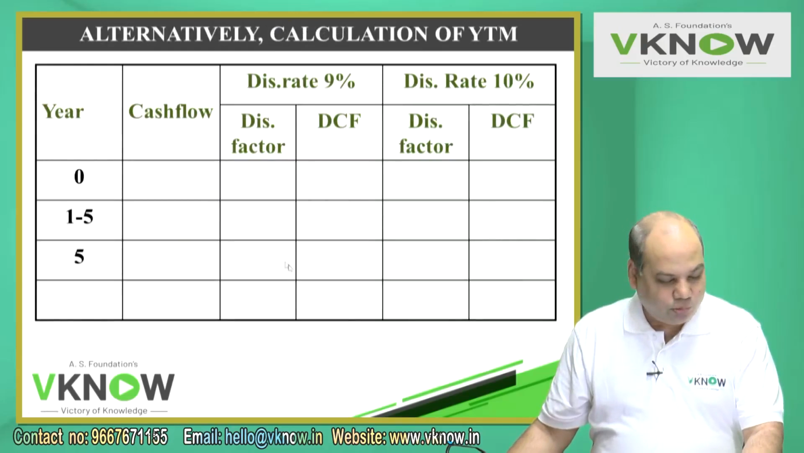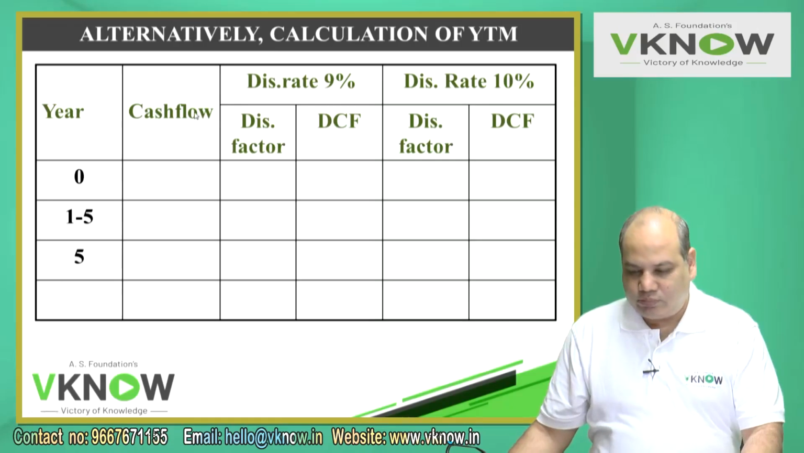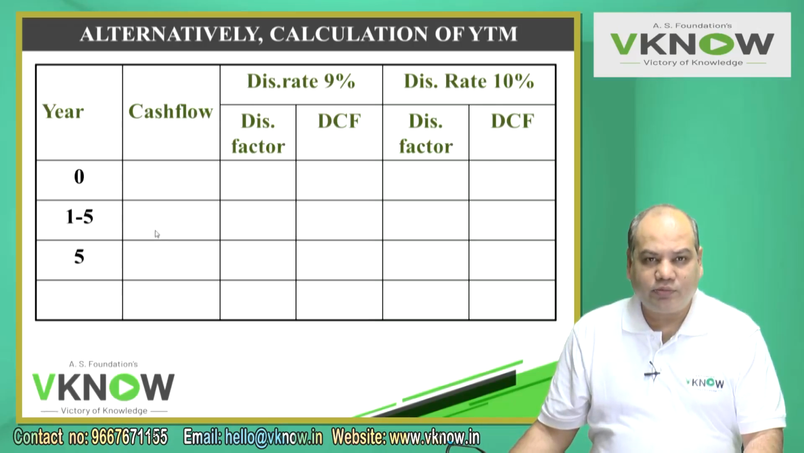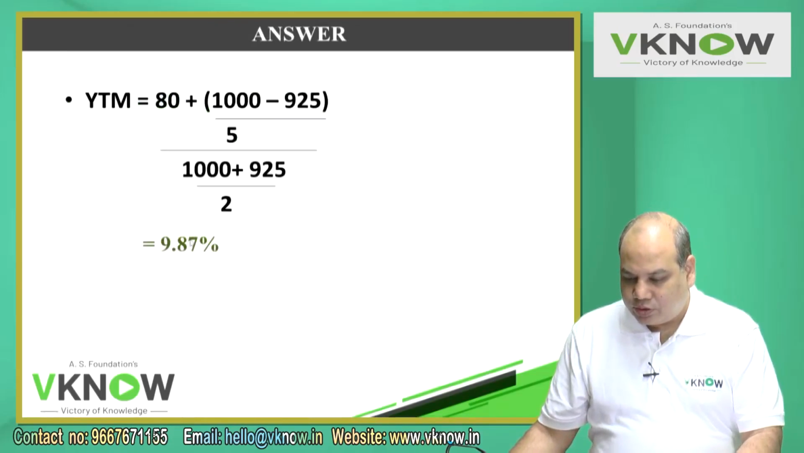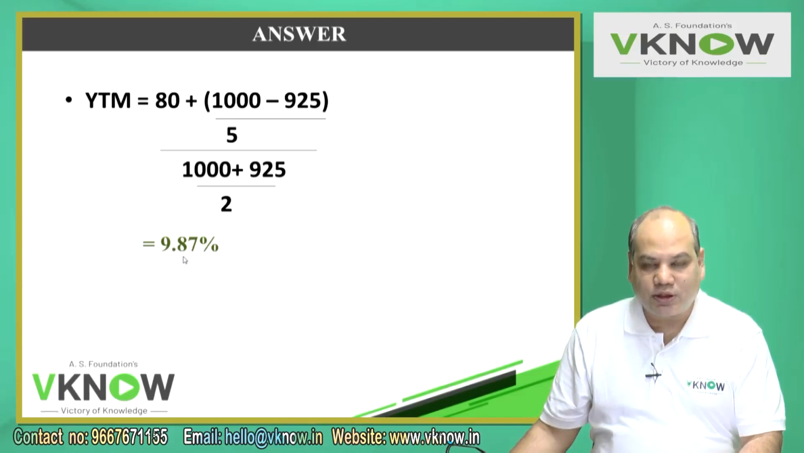So write down in the notebook: question number 22, calculation of YTM using the IRR method, internal rate of return method. The IRR method gives you a more accurate answer compared to the formula method. Right. So what was the answer under the formula method? 9.87%. So this is an approximate answer, which means a more accurate answer will also be closer to this answer.